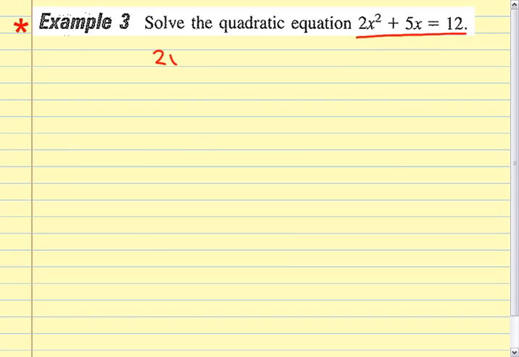This thing starts off 2x squared plus 5x equals 12. But I need to get everything on the left side. I want it to say 0 over there because that's my rule. When I'm multiplying things and I get 0, then I know that one of those things or more have to be 0. So I need to get 12 on the other side. So I've got 2x squared plus 5x minus 12 equals 0.